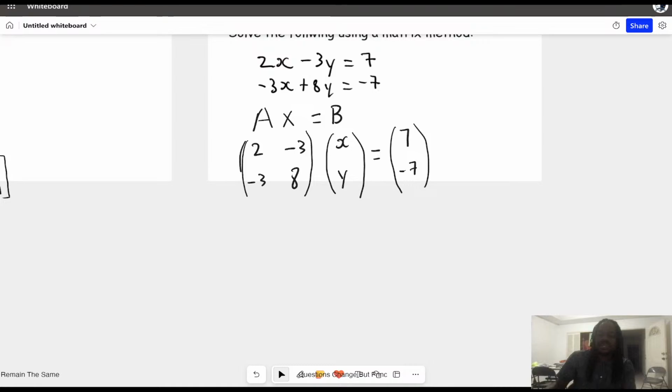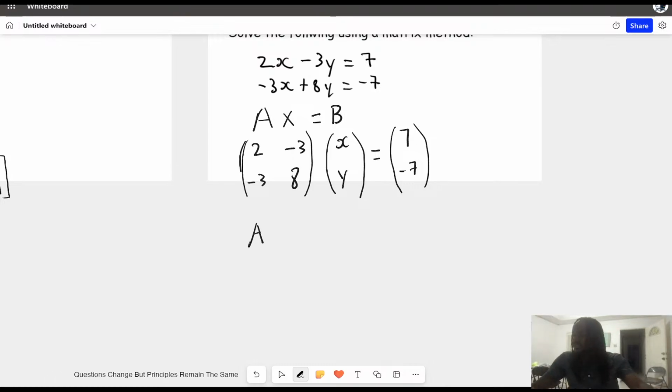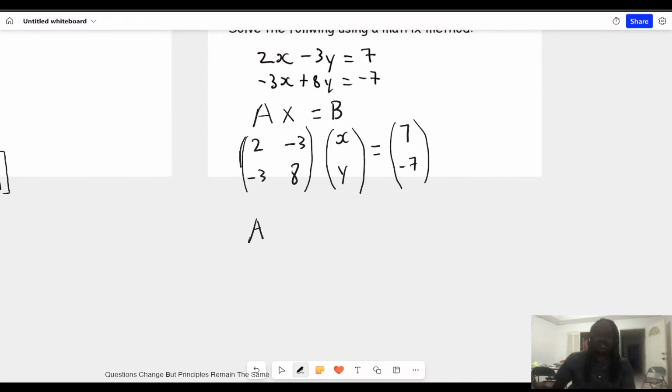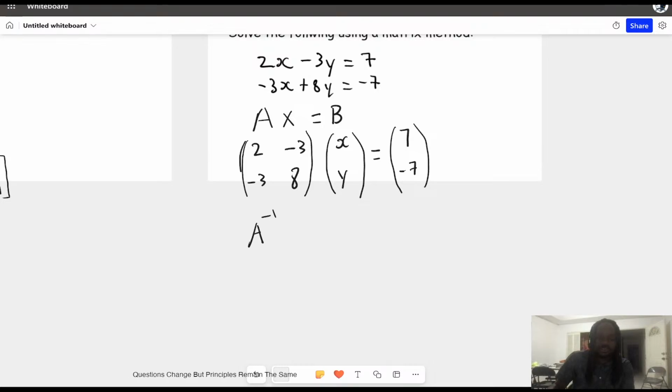Next, AX equals B. We have done that. The next thing you do now is find the inverse of whatever A is. So now I need to figure out A inverse. And remember, it's the same formula that we would have been using when we were looking at the actual inverse. So what's the formula for inverse?